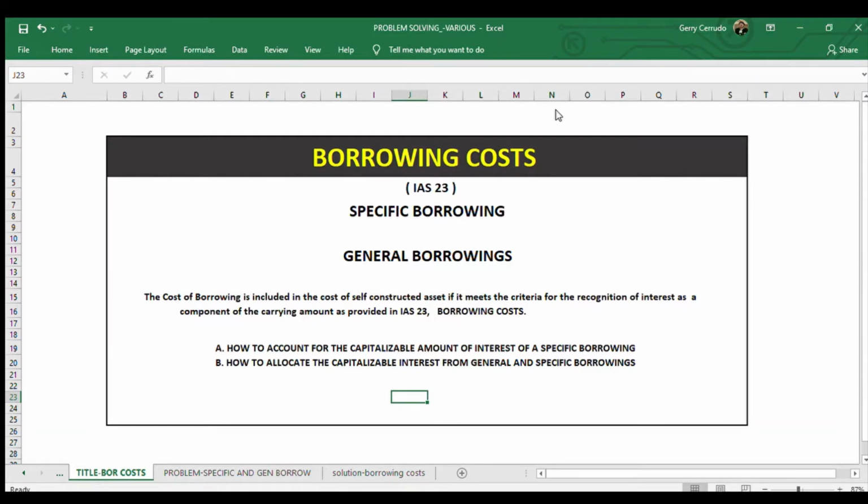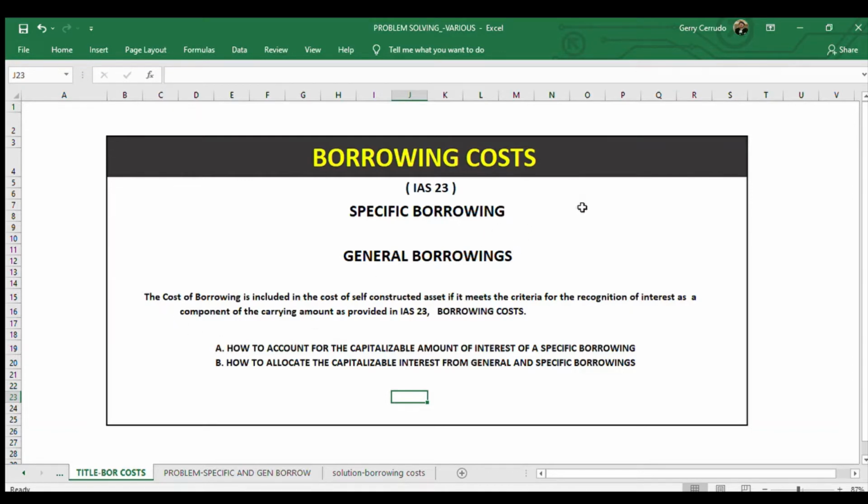Uploading today: borrowing cost as prescribed by the IAS 23. We have two classifications of borrowing cost. Meron tayong basic, saka meron tayong general. So we will be accounting for these two.